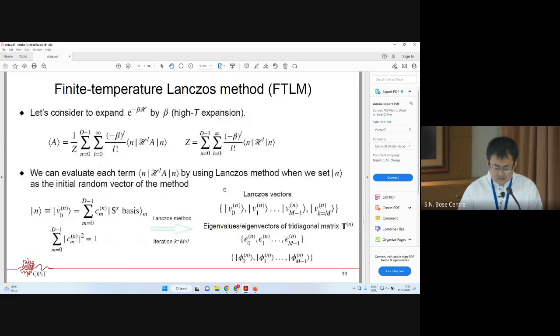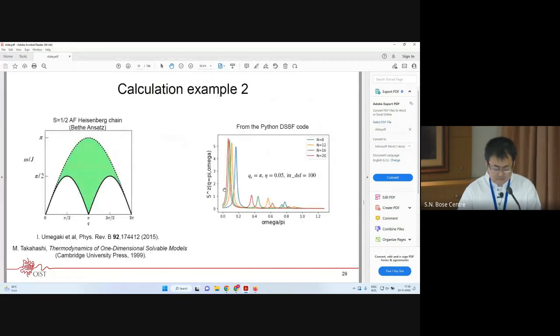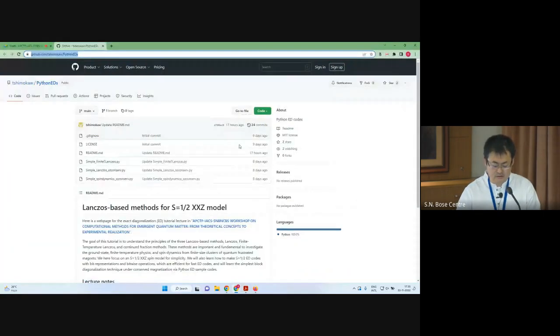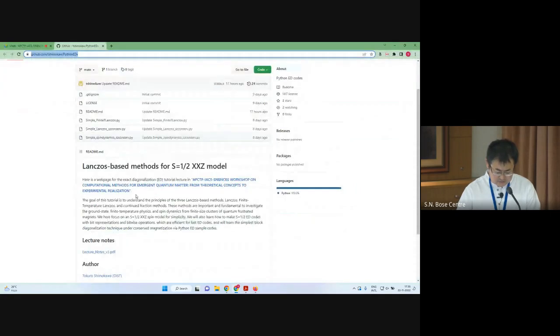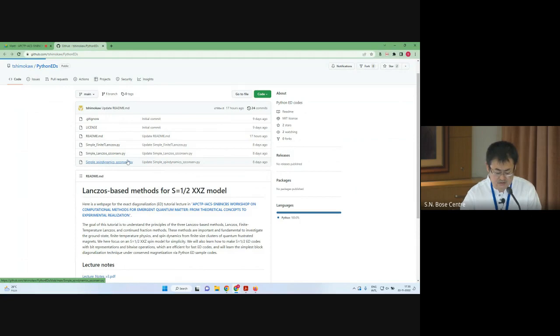And calculation 2 example. This is for the spin dynamics. So you can calculate and obtain the spin dynamics for the 1D spin chain by using this simple spin dynamics code.